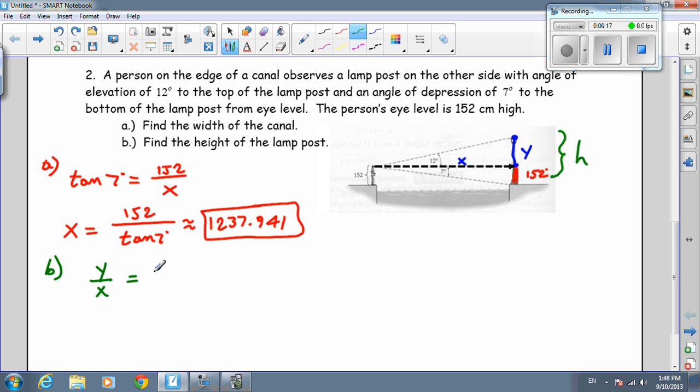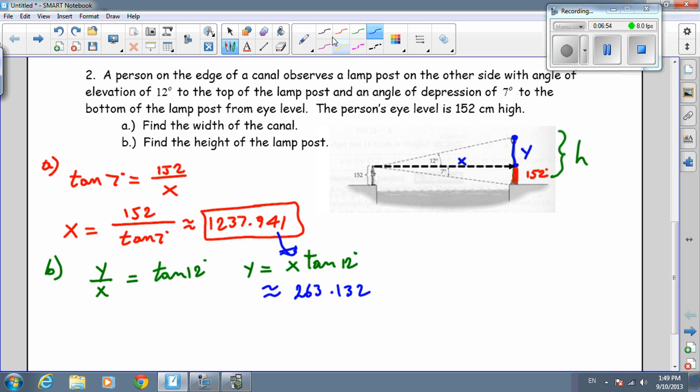Y here, if I look in the triangle located on top, I will say y over x is equal to the tangent of 12 degrees. So the tangent of this 12 degrees is opposite over adjacent. So if I want to find y, I will say y is equal to x times the tangent of 12 degrees. I just found x here, so I will take this value that I found for x and plug it in here to find the value of y, and it will give me approximately 263.132.